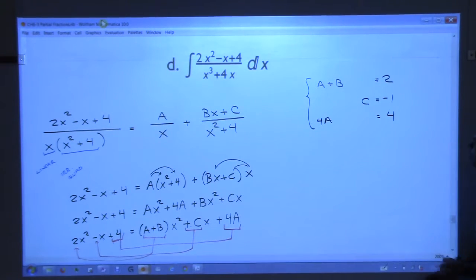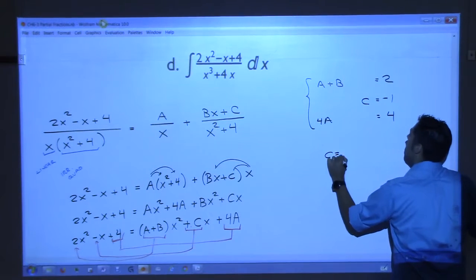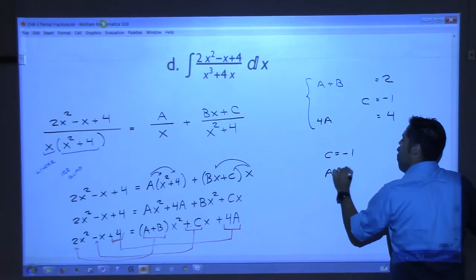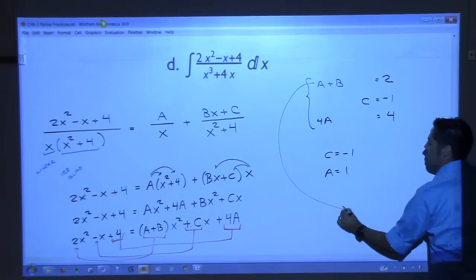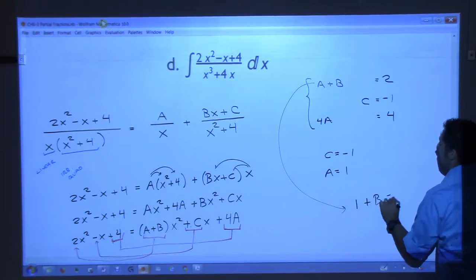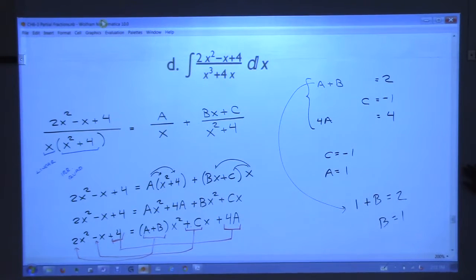I think I'm going to have a change of heart here. We already know what C is, right? C is -1. And then we know A is 1, right? So I'm just going to go C is -1, A is 1, just dividing both sides by 4. And if A is 1, then this equation becomes 1 plus B equals 2, which means B is 1. So I didn't need my calculator for that. Got A, B, and C.